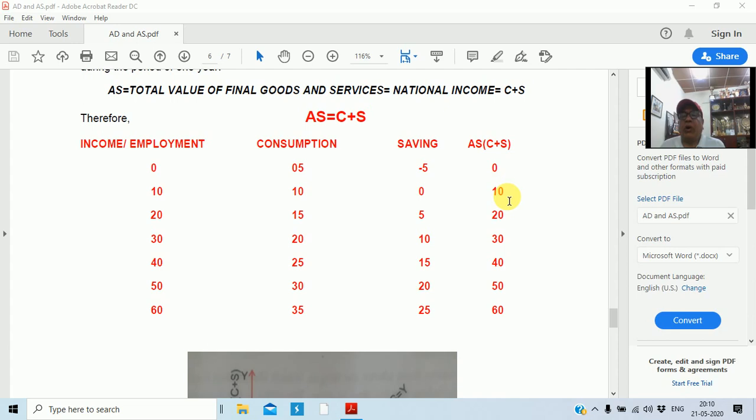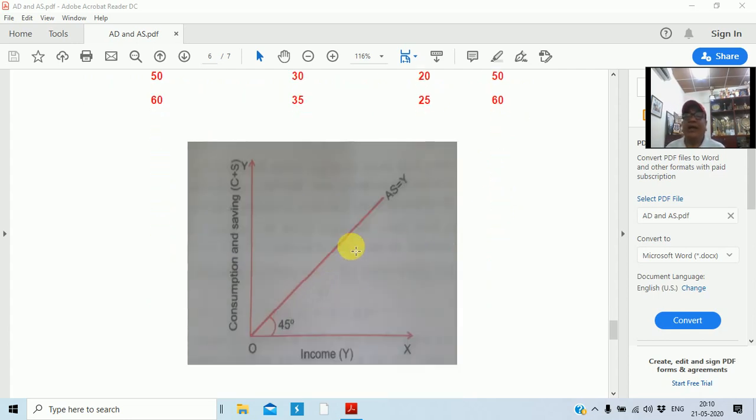Income is 20, flow of goods and services is 20. Flow of goods and services is 30, income is 30. Both are increasing in the same proportion. That's why the aggregate supply curve is always an upward sloping straight line at a 45-degree angle.